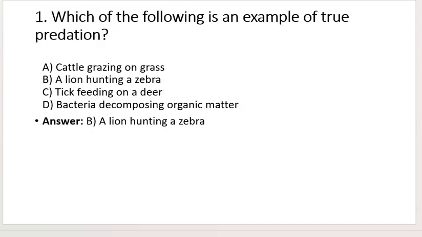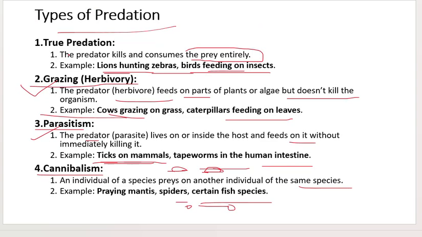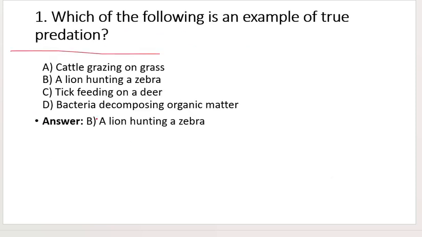Then let's solve some questions, since this topic is very important. Solving questions will help you revise, and it will give you some idea how to solve questions in your exam. So, which of the following is an example of true predation? I just told you what it is: true predation means the predator kills and consumes the entire prey. Cattle grazing on the grass is not true predation. A lion hunting a zebra. Yes, this is the correct answer.